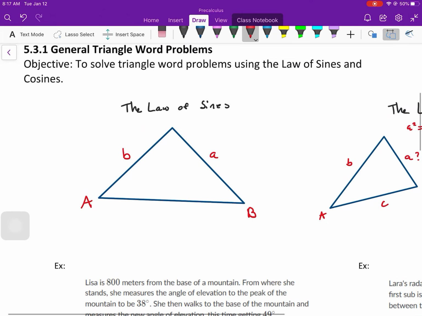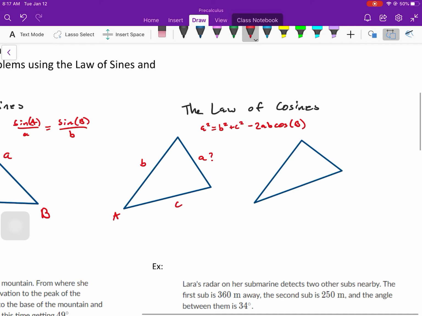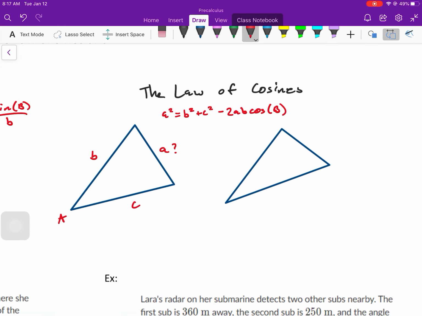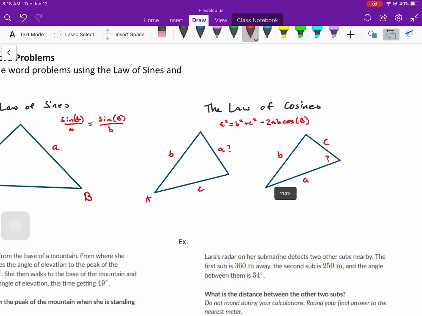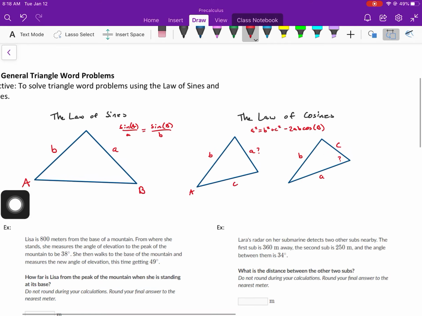And I have that memorized. These are really easy to memorize. Sine of a over a equals sine of b over b. Sometimes I flip-flop the formula. It's the same thing. And then the other time we can use law of cosines is if you have all three sides and you're looking for an angle. So if you have all three sides and looking for an angle, law of cosines. Actually, if you have all three angles and you're looking for a side, that's probably law of sines, but you do need one side to reference.